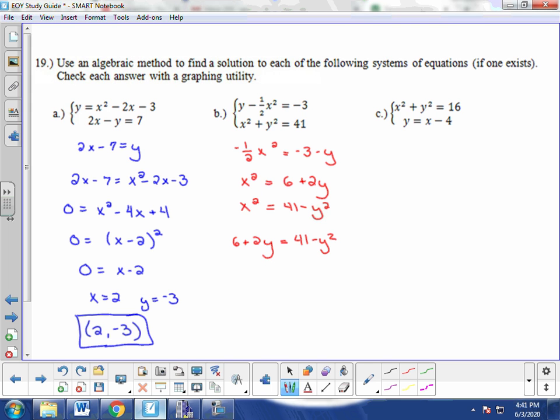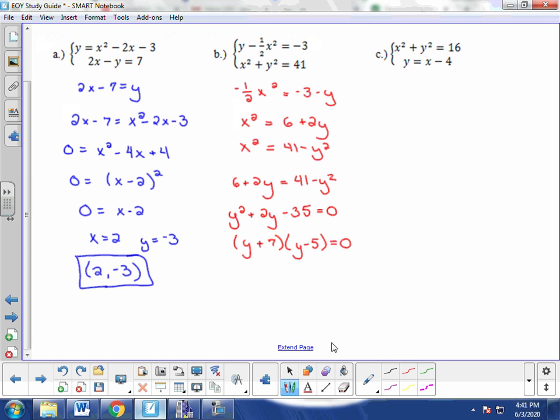It's going to be quadratic again, so I want to make sure it equals 0. So y squared plus 2y minus 35 equals 0. This is a pretty quick factorization for us. So, sorry, y plus 7 times y minus 5 equals 0. Then I can set both of these equal to 0 to solve for y. So y equals negative 7 and y equals 5.